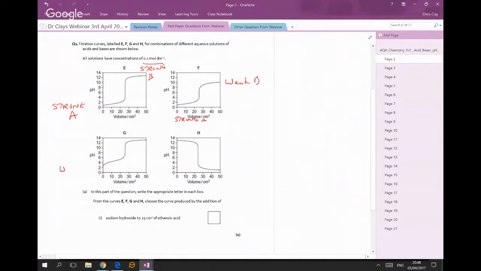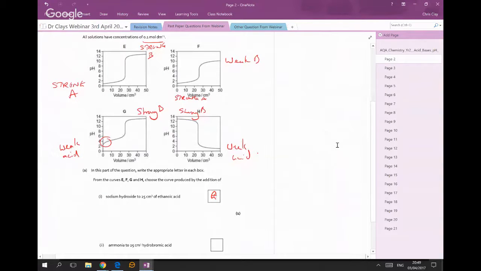This one, we've got a weak acid, and just to recall, this is a classic start of any weak acid. So if you're looking at titration curves, this little lip at the beginning is often for a weak acid, and we're going to a very high pH, so we're probably here with a strong base. This last one, we start with a strong base and we're going down to a weak acid. So sodium hydroxide to 25 cm cubed of ethanoic acid. We're adding a strong base to a weak acid. Hopefully everyone went here for G. No complaints, which is good.